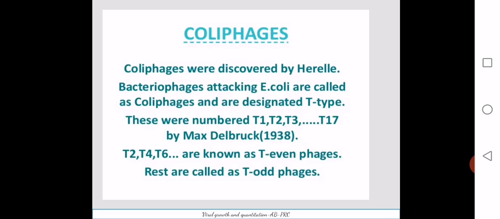And coliphage is a term usually used to represent those viruses which infect E. coli, and most of the T phages come under this category.